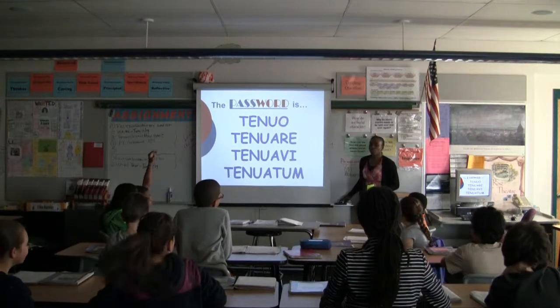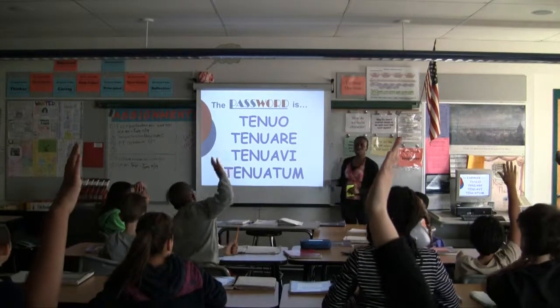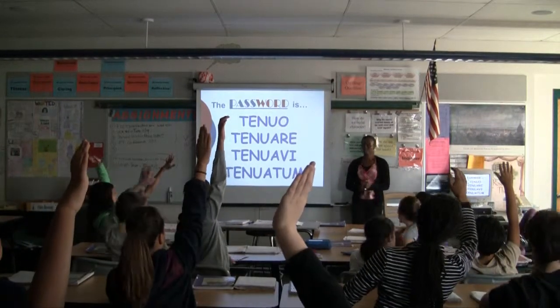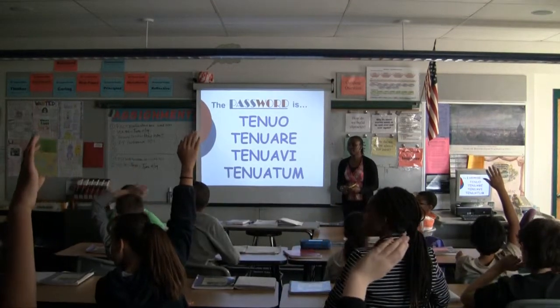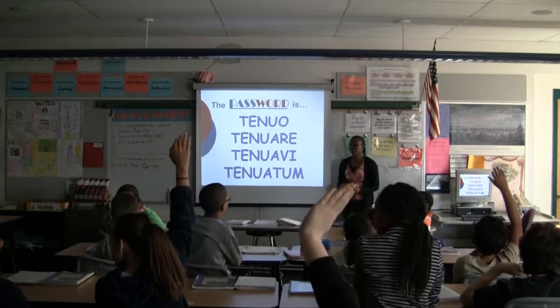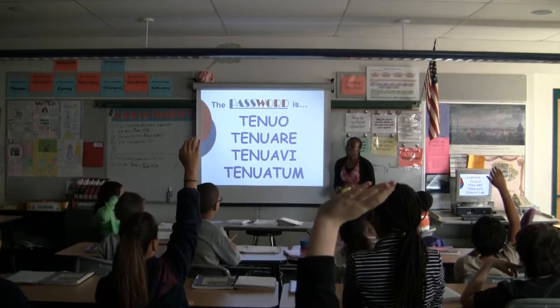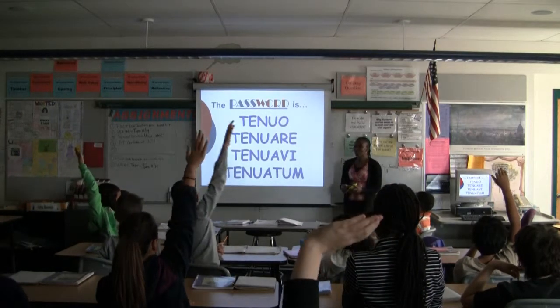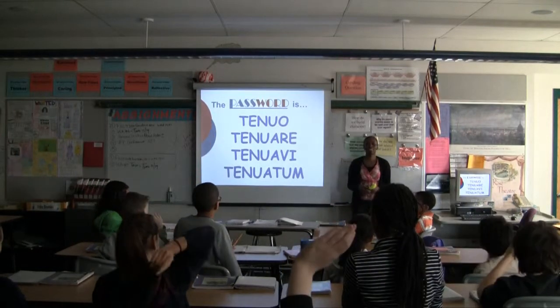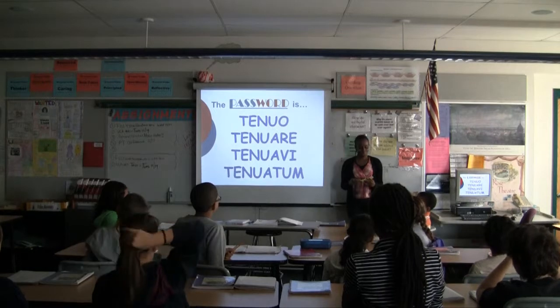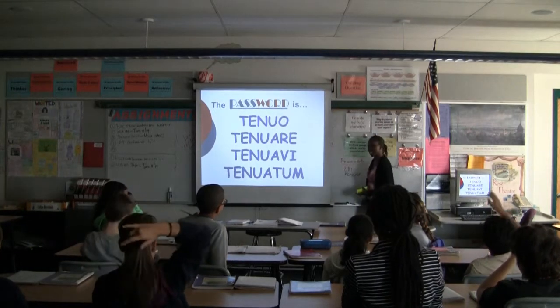And tell me some of the words that come from these root words. Emily? Attenuate. Jenny? Tenuous. You're all correct.